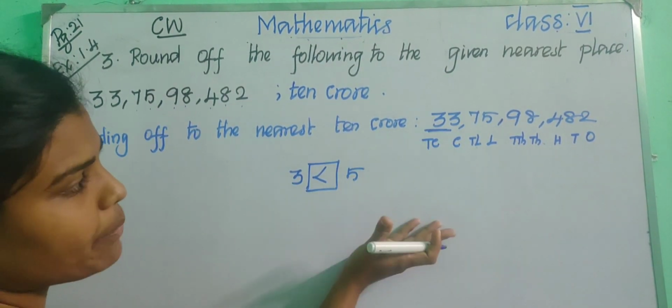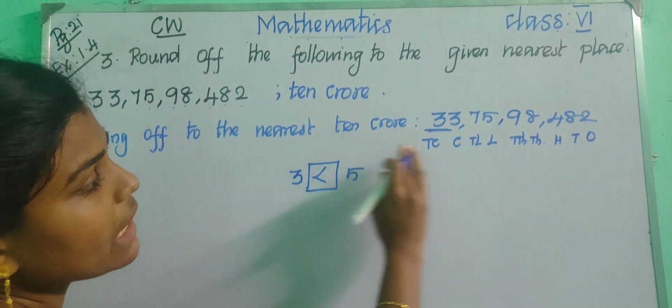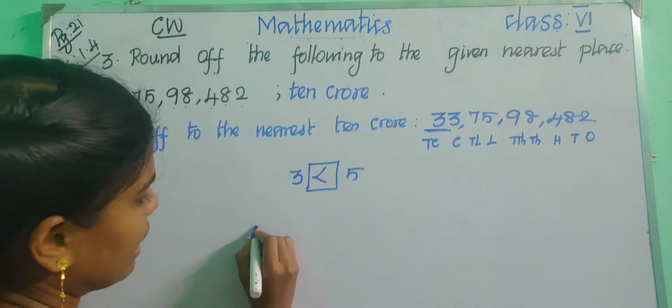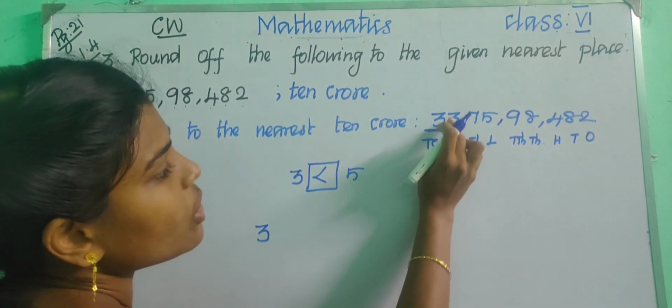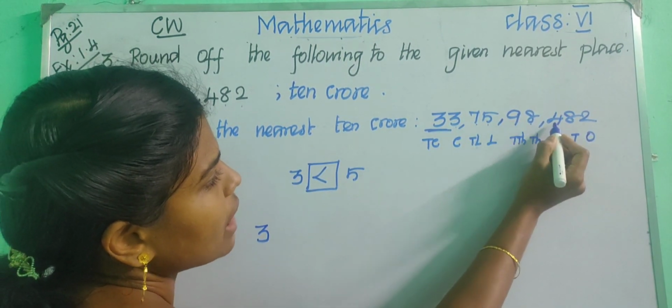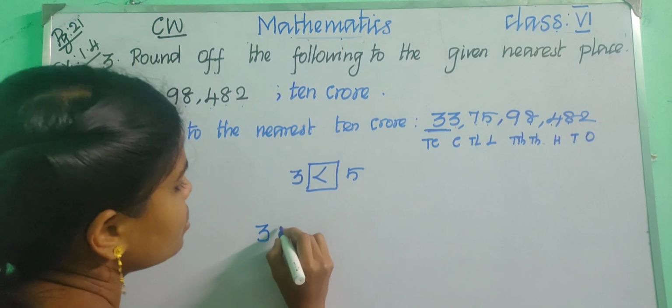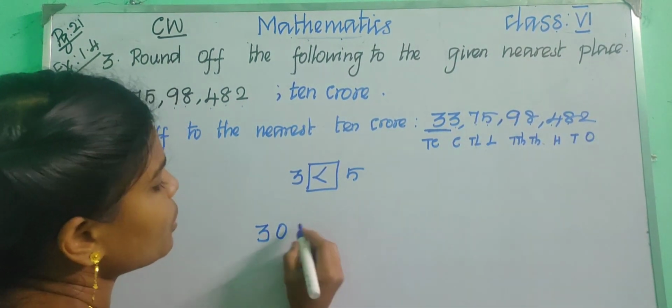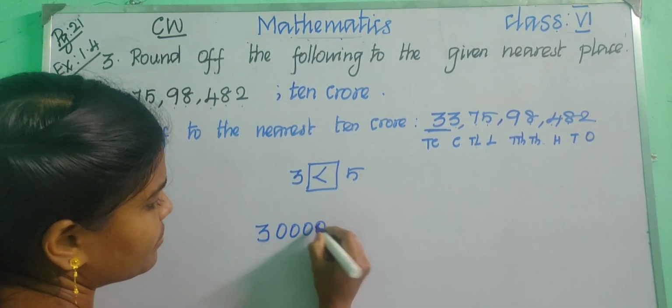So we cannot add +1. So we need to write the same term. Okay, 3. And after it, for all the digits we need to put 0. So 1, 2, 3, 4, 5, 6, 7, 8. So for 8 digits we need to put 8 zeros. Okay children.